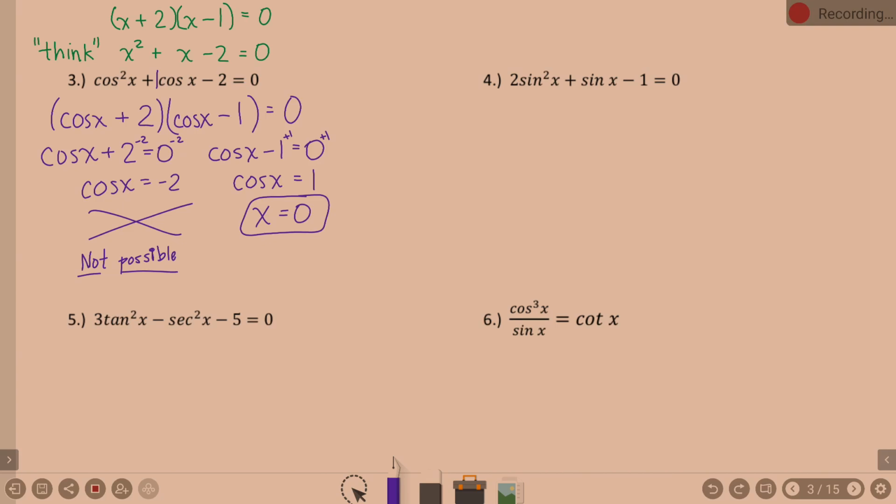2 sine squared x plus sine x minus 1 equals 0. What are you thinking I'm going to start us off with here? Product of AC. Okay. So is this one going to be similar to the last problem? Yes. It's all one function. It's all one trig. Like the last one was in terms of cosine. This one's in terms of sine. There's a squared. There's a regular. There's a number. So yes, I am going to tell you to think 2x squared plus x minus 1 equals 0.